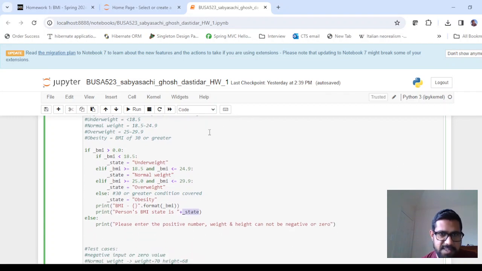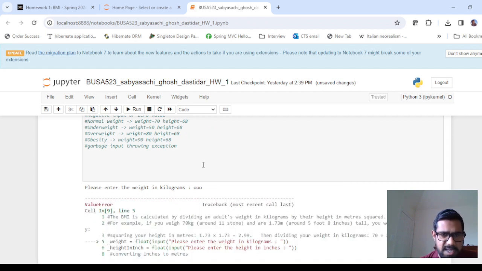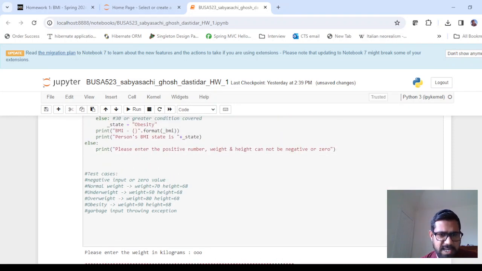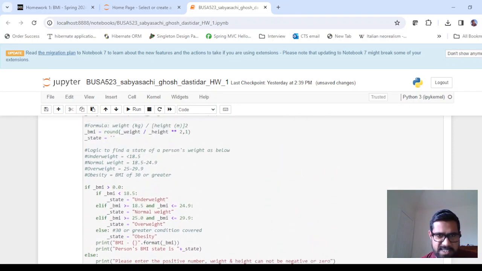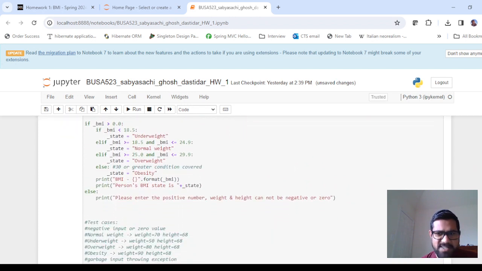And if somehow some garbage comes into the picture, if somebody by mistake gives some garbage value, it is automatically going to throw an error because this value is not a float. But exception handling is not part of this assignment, so I have not implemented it. So yeah, that's all. Thank you.